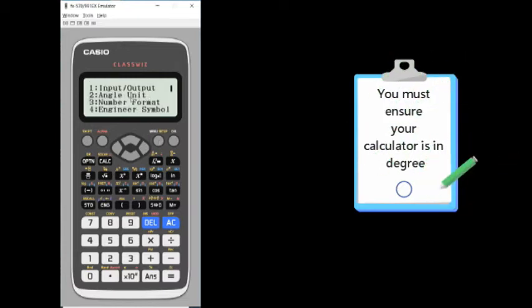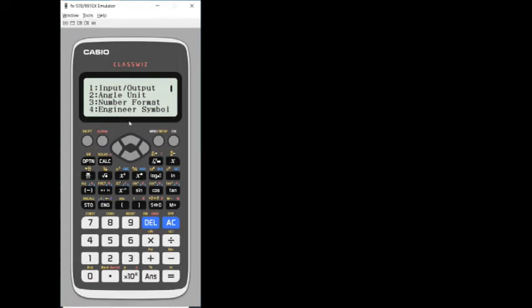There are 3 different angle units. For GCSE you only need degrees, so if I click on the 2, you'll see degrees, radians and gradians. If I now pressed 2, it would switch to radians, but of course I want to keep it in degrees. I will press 2 so you can see it change, but I want it back in degrees. It needs to be in degrees for GCSE.